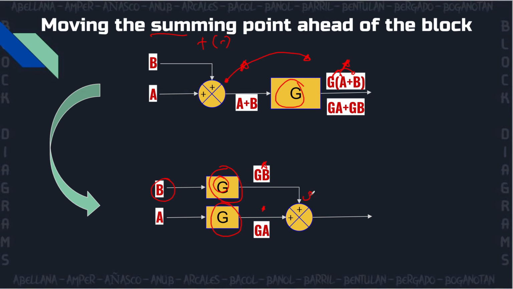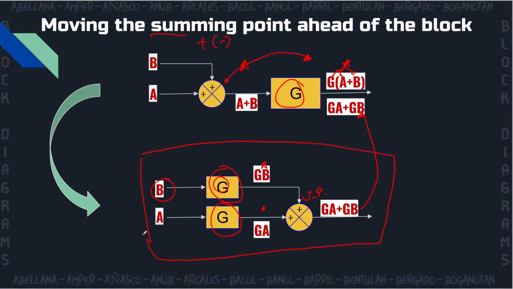So here we have a summing point. What do you do when you have a summing point? We will combine them. So we combine GB and GA. The output would now be GA plus GB, which is the same as the first output. So we just moved a summing point ahead of the block. And this is the resulting block diagram.